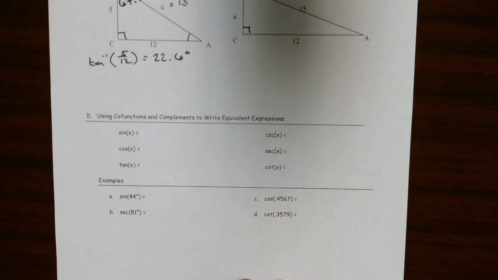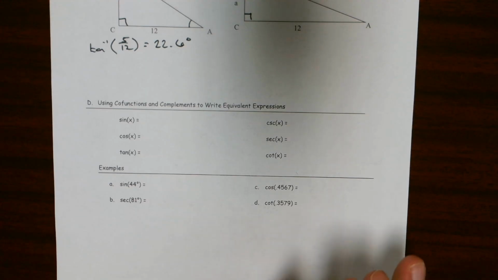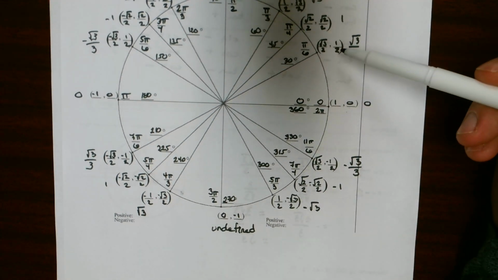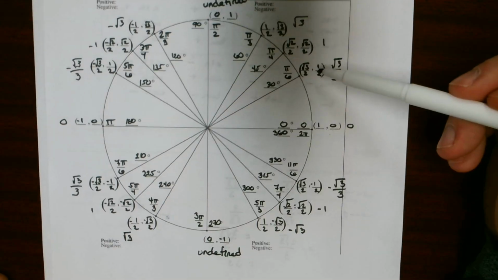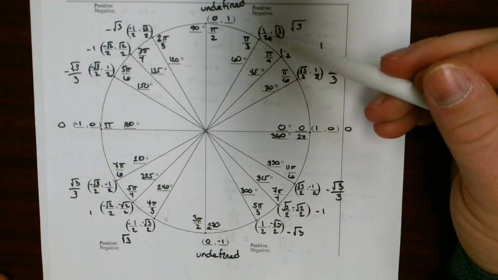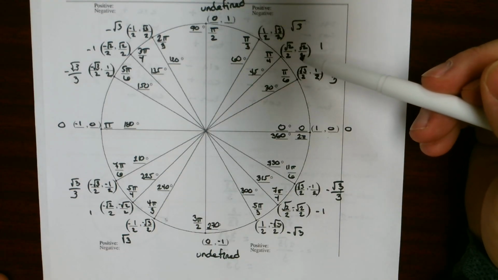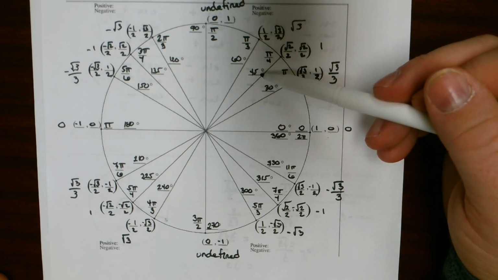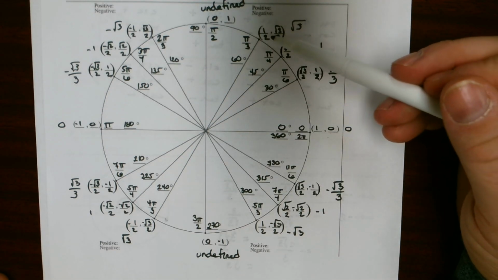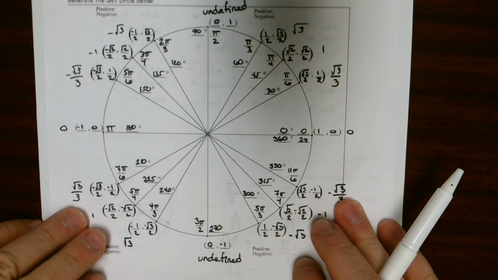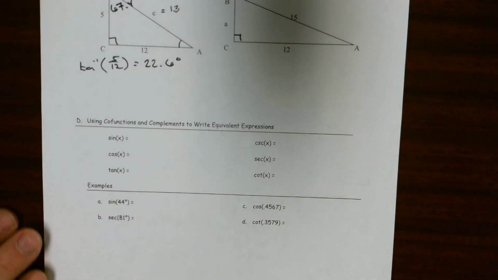Okay, let's talk a little bit about cofunctions now. We'll be very brief here, but remember that on your unit circle, the sine of an angle, let's just say 30, is 1/2, which is the exact same as the cosine of its complement. Notice that the sine of 45 is the same as the cosine of 45 because 45 and 45 are complementary. The sine of 30 is the same as the cosine of 60 because 60 and 30 are complementary, and that's going to hold true for radians as well.